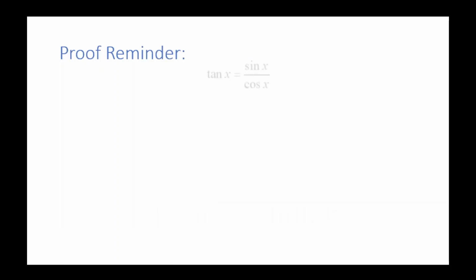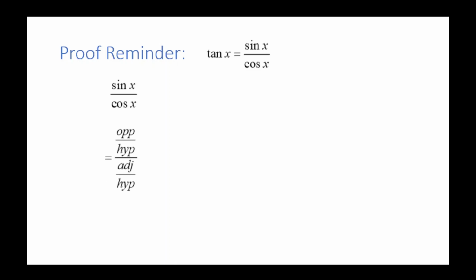Let's take a moment to review why this identity is true. We start by considering sine x over cos x. We can then substitute opposite over hypotenuse for sine x and adjacent over hypotenuse for cosine of x. This stacked fraction can be rearranged as follows, and the hypotenuse cancels, leaving opposite over adjacent, which is equal to tan of x.